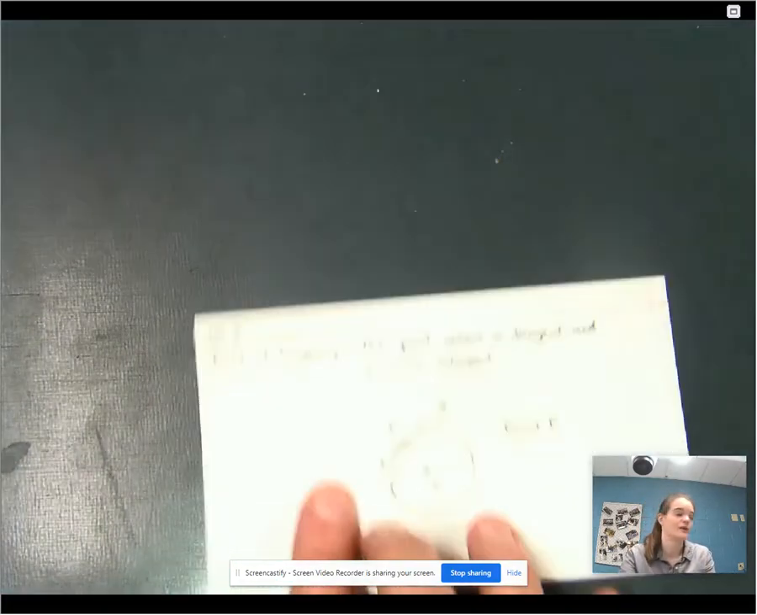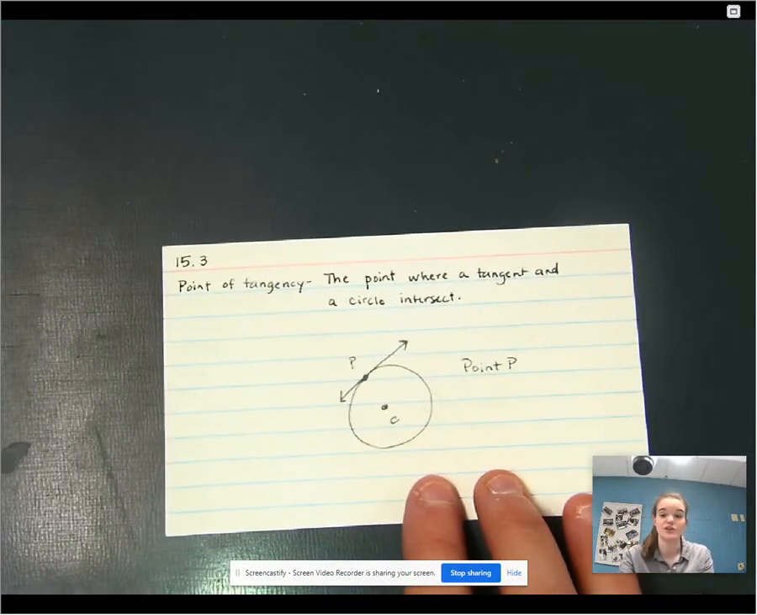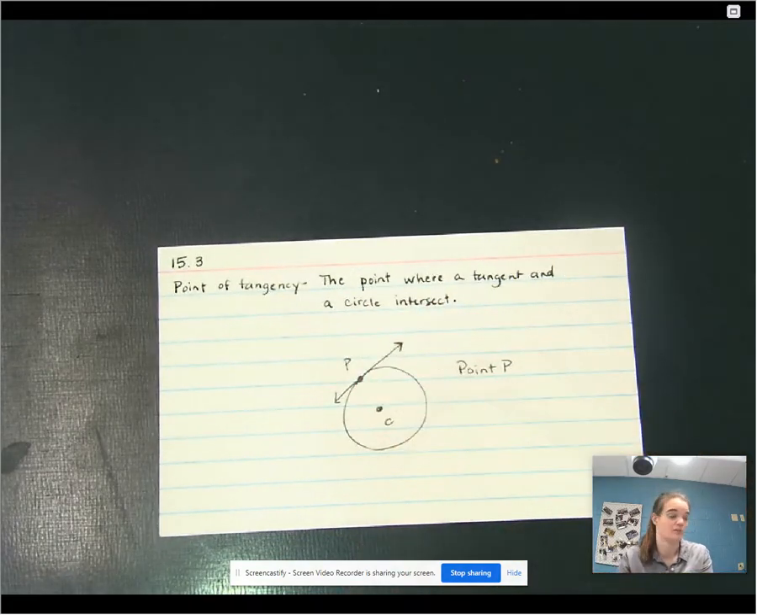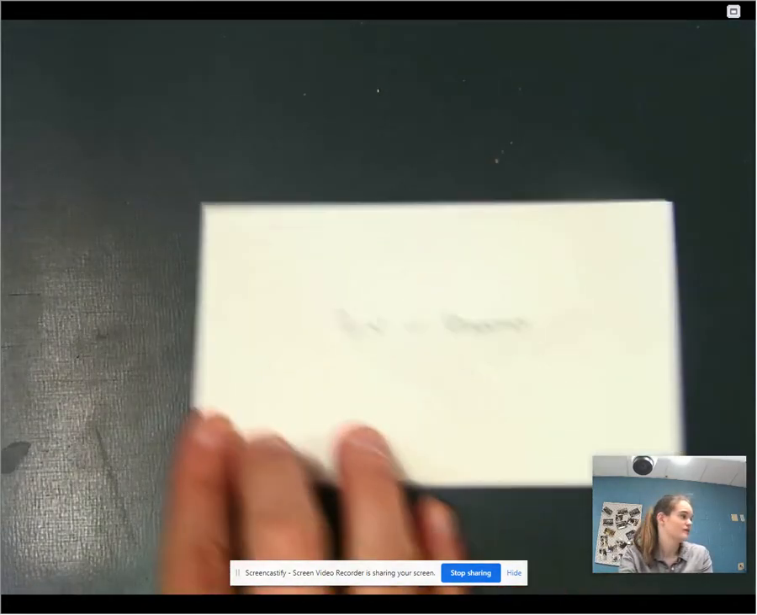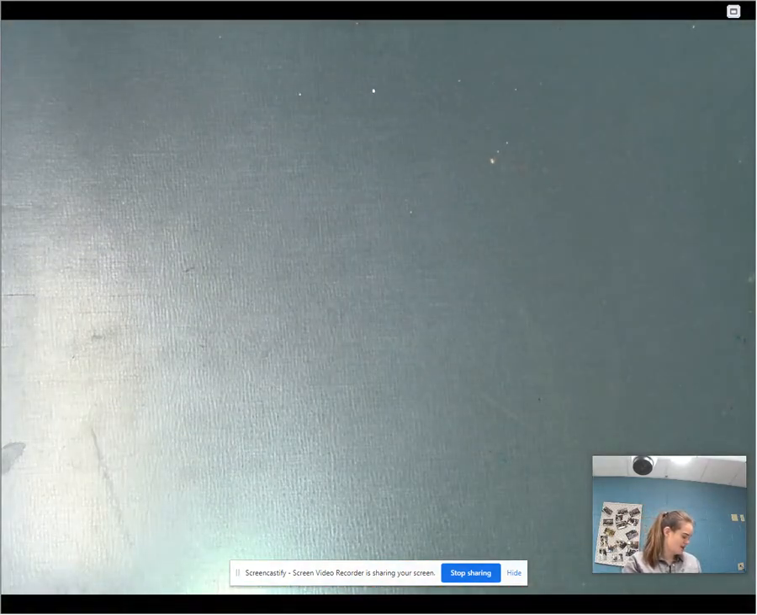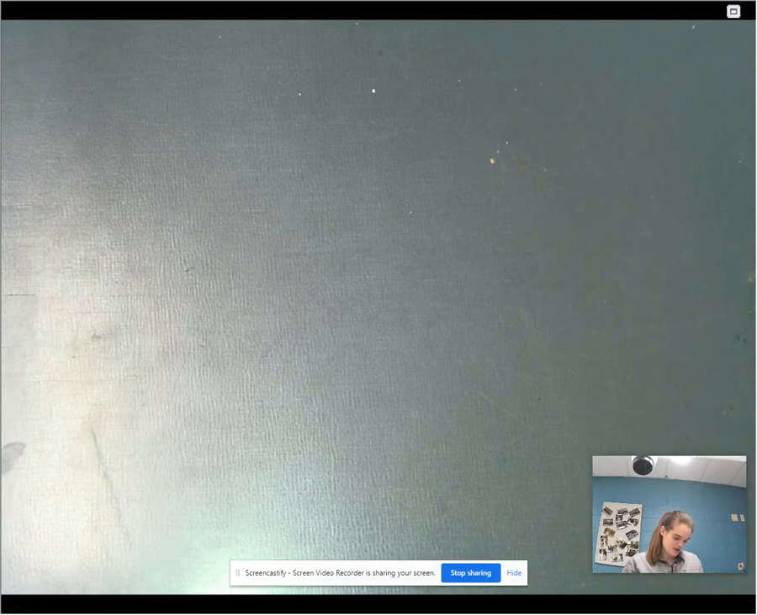And the last is point of tangency, which is literally the point where a tangent and a circle intersect. So point P is the point of tangency. Okay, so pause the video if you need to. I'm going to flip it over so you can see I've got point of tangency on the other side. Okay, so those are the 3 new terms you need for today's lesson. I'm putting those back in my envelope. In circle terms, you should still have 4 blank note cards.